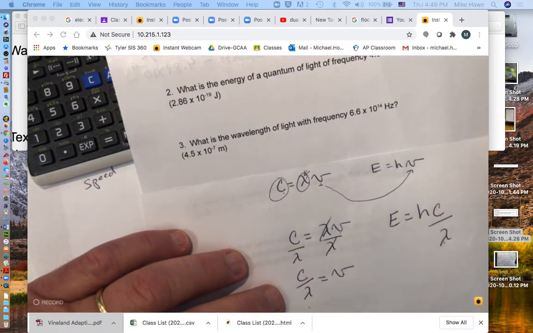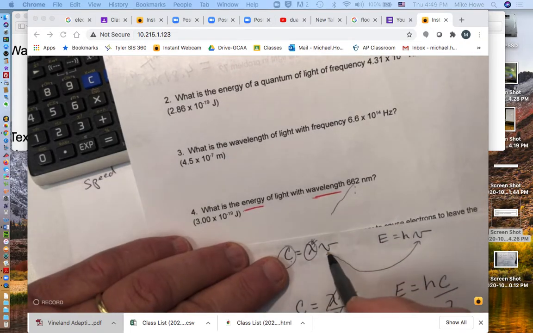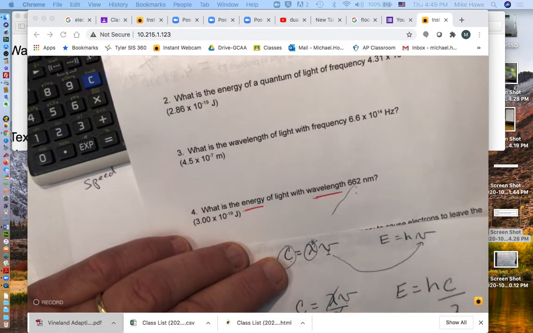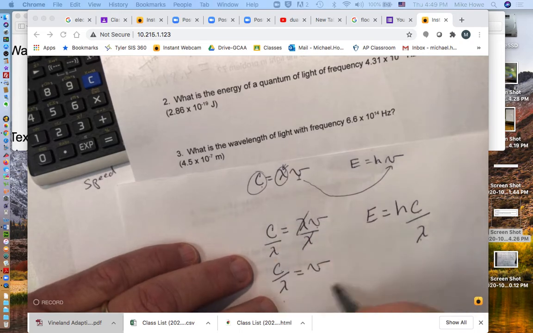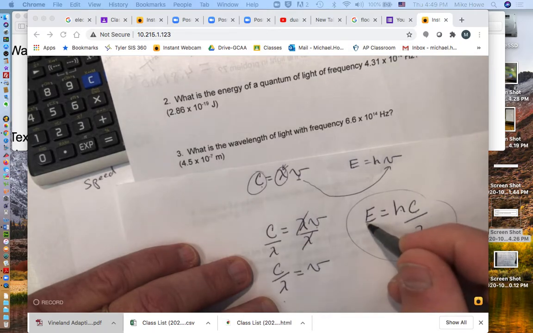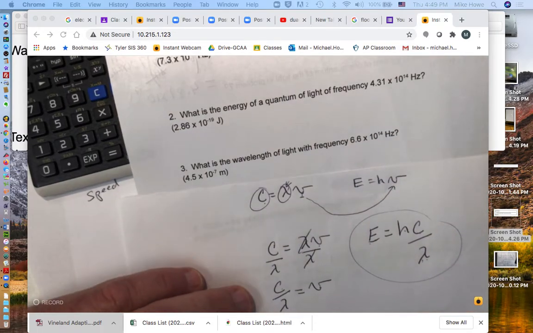All right, so there's two ways to do number 4. You could solve for frequency and get a numerical answer here, then put that numerical answer in here and solve for energy. Or you could rearrange the equation like this. Now you've got an equation, you know what h is, you know what c is, you know wavelength, and solve for E. Remember that wavelength must be in meters. You have to change nanometers to meters.